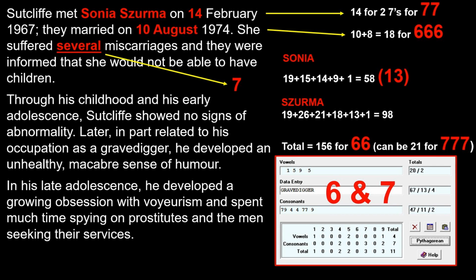And going back to Peter's marriage date, that was the 10th of August 1974. 10th of August, 10 plus 8 for 18. For 3 6s for 666.